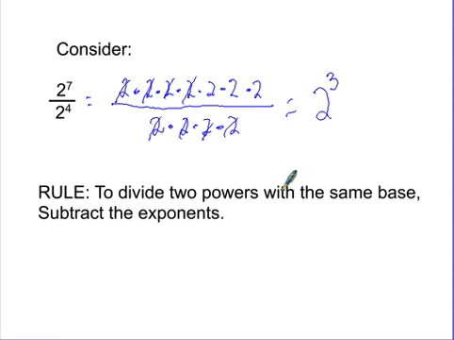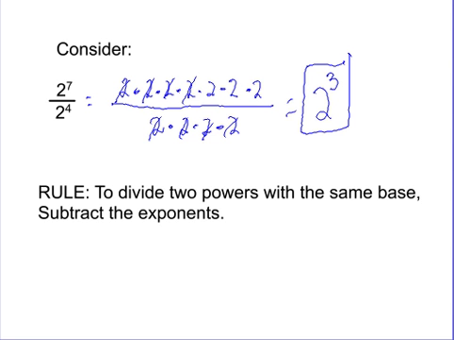So that example shows us what the rule is. When we divide two powers with the same base, and 2 to the 7th is a power and 2 to the 4th is a power, and they have the same base, we just subtract the exponents. Top exponent minus bottom exponent, okay? And so 2 to the 7th divided by 2 to the 4th just simplifies to 2 to the 3rd.